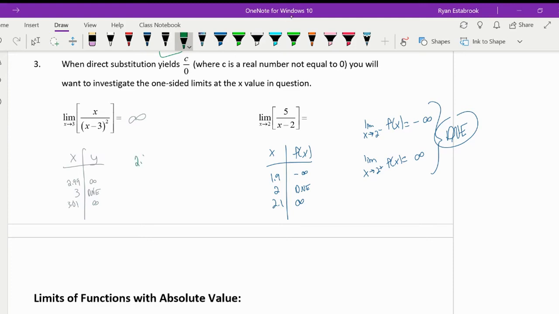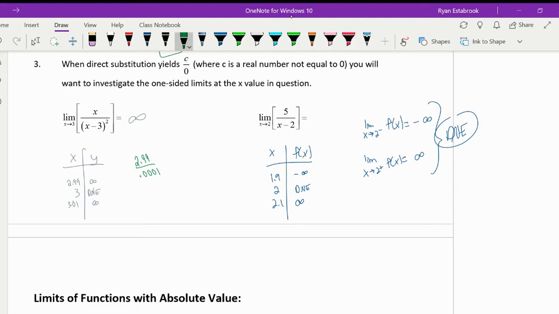But if we plug something like 2.99 in, something just slightly less than 3, that would give us a numerator of 2.99, fine number. And then 2.99 minus 3 is 0.01. 0.01 squared is a very small number. And so now we have a relatively large number over a relatively small number. Like 3 isn't a huge number, but compared to its denominator, it's pretty big.